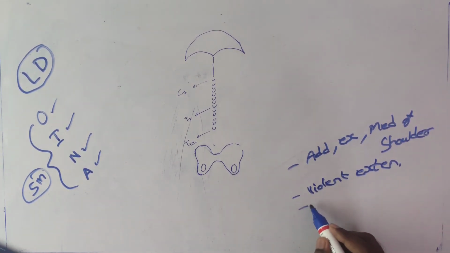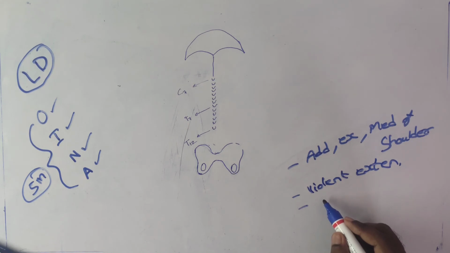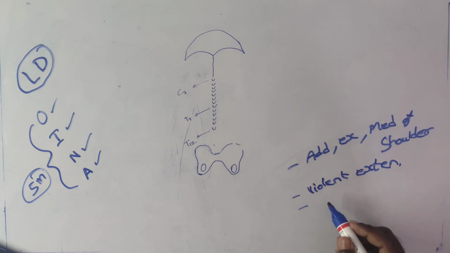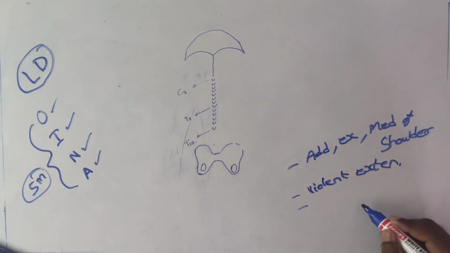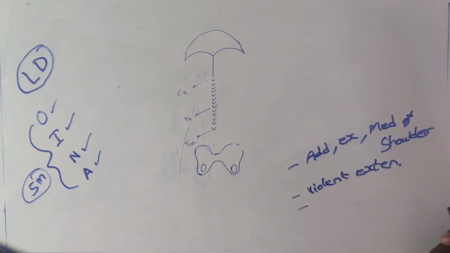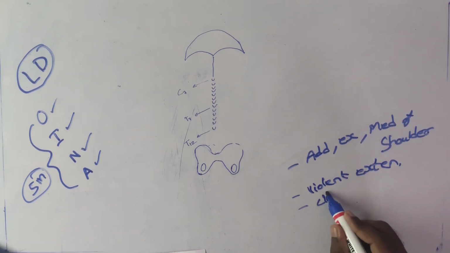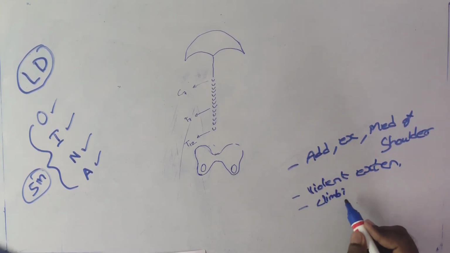Next, the third one is that it is essentially a climbing muscle. This Latissimus dorsi is also called the climbing muscle because while climbing upward, either on a tree or on a house or anywhere, the Latissimus dorsi is the major muscle for this function. So it helps in climbing. It is also called the climbing muscle.